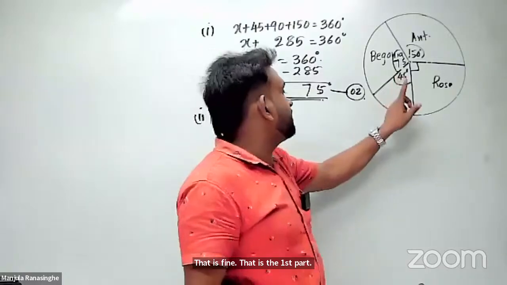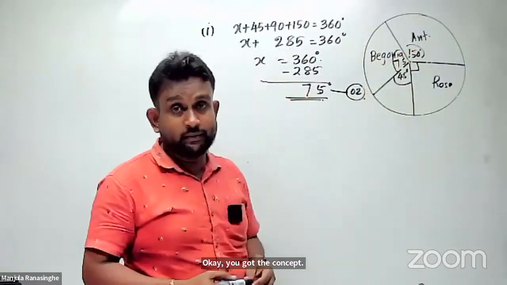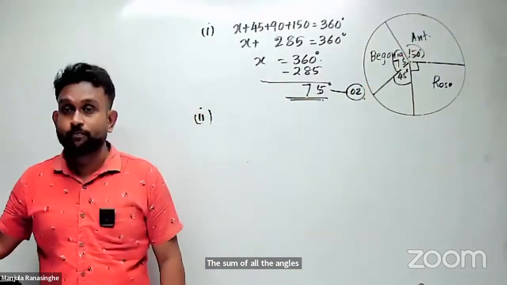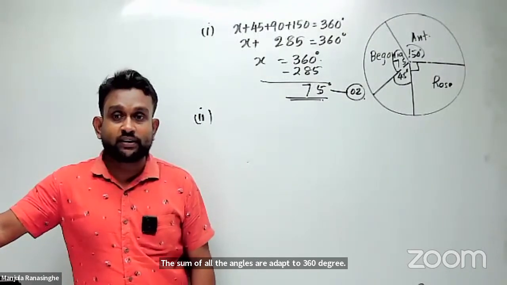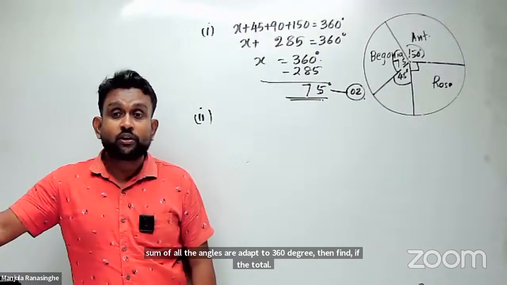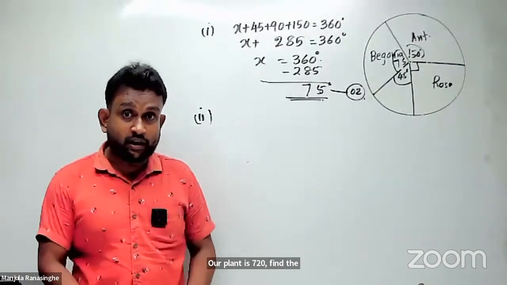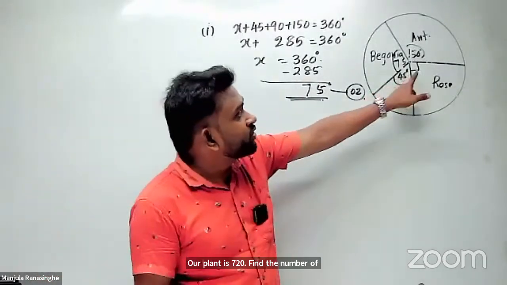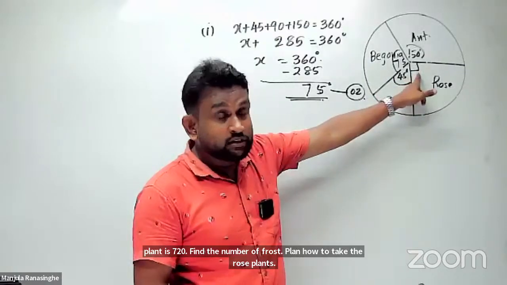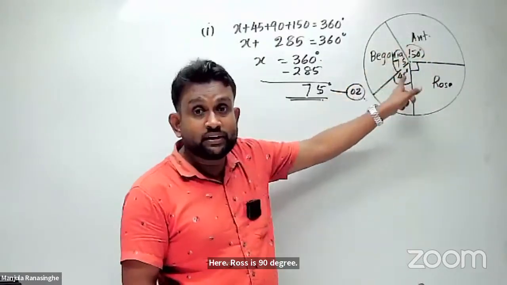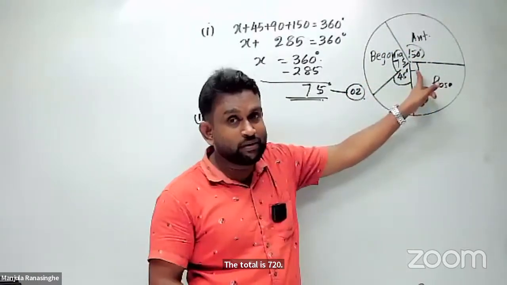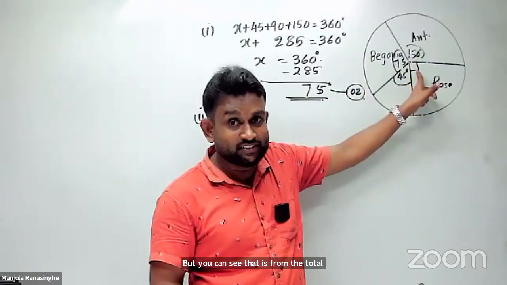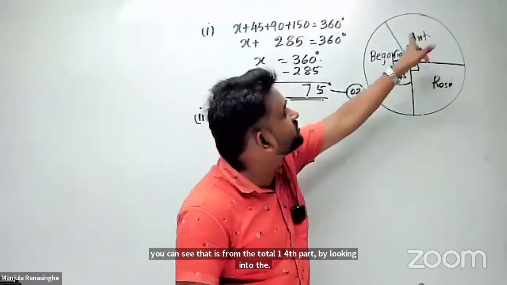The sum of all the angles add up to 360 degree. Then find, if the total flower plants is 720, the number of rose plants. How to take the rose plants? Here rose plants is 90 degree. The total is 720. But you can see that it is 1/4 part of the total by looking into the pie chart. 1/4 part of the whole circle.